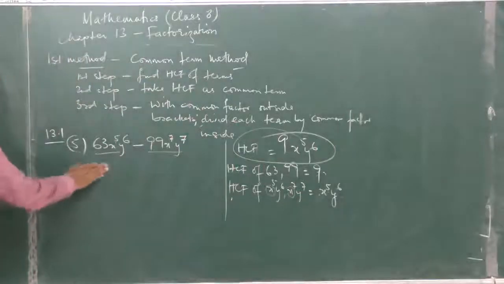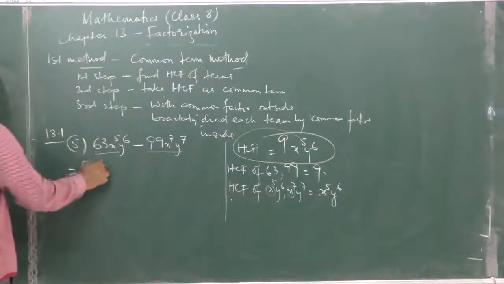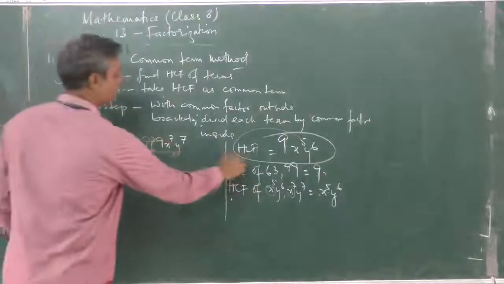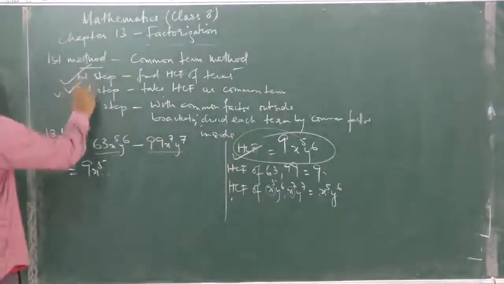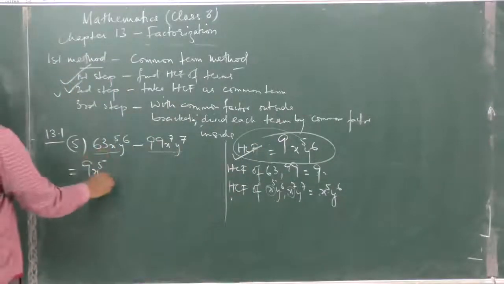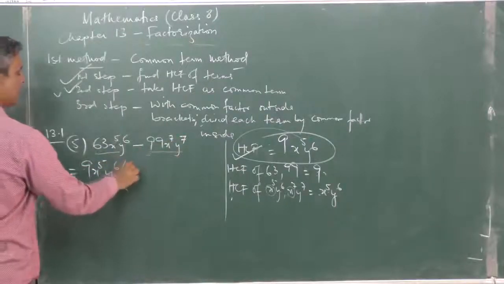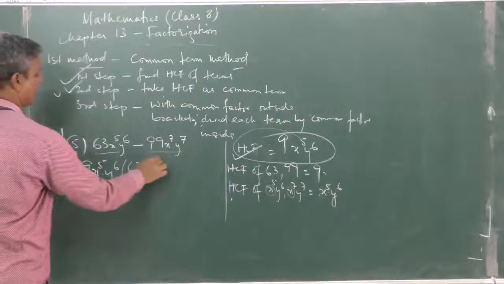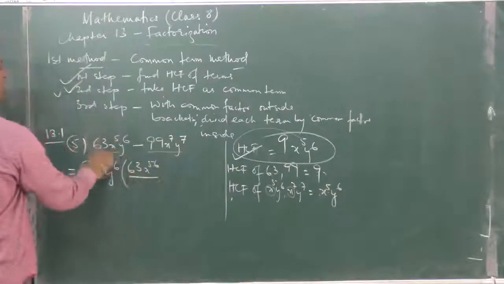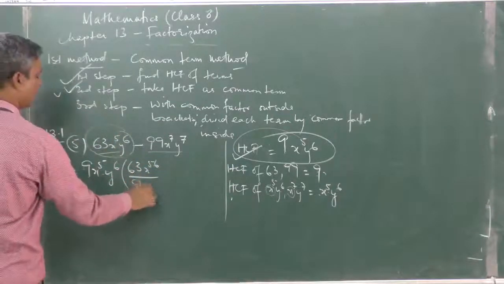Now I take that value outside the bracket. I have finished the first step here. Now I am going to do the second step here. 9x to the power of 5, y to the power of 6, and then inside the bracket, this first term will be divided by the common factor.